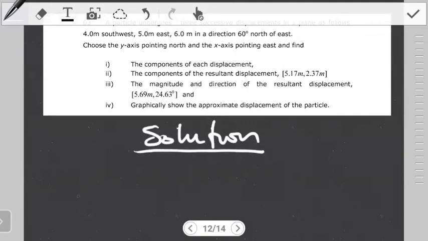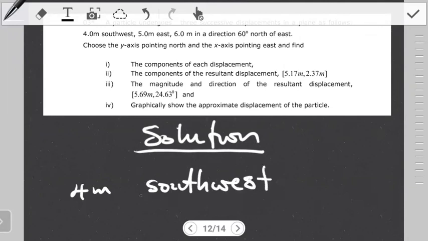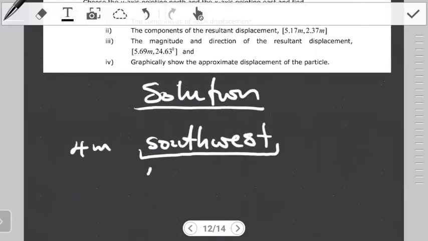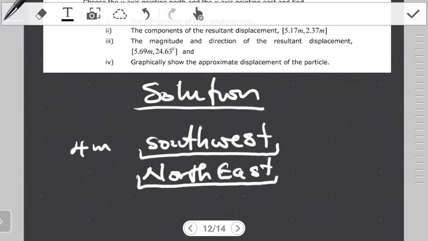So if a question says 4 meters southwest, notice that they are just plainly stating the pole without giving an angle. It can be southwest, it can be maybe northeast, or northwest, or southeast, such things. Now, what do these mean in terms of the direction of the vector? Because they're using the poles to specify the direction of this vector.